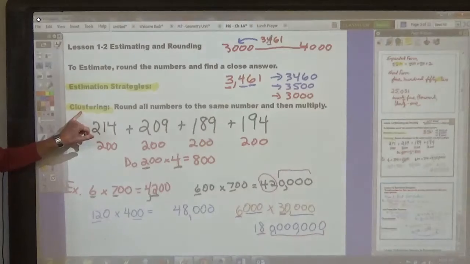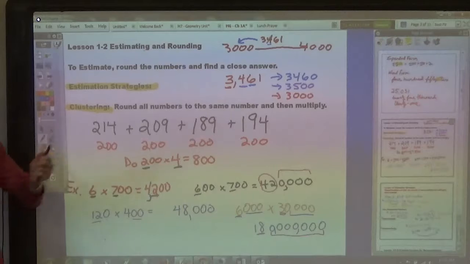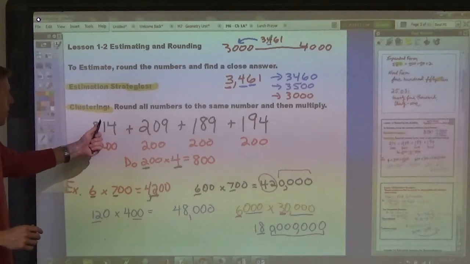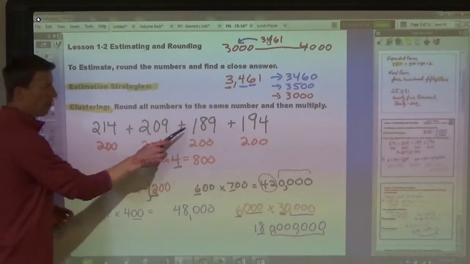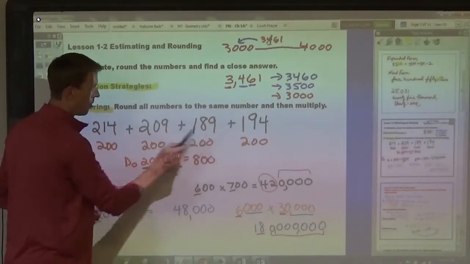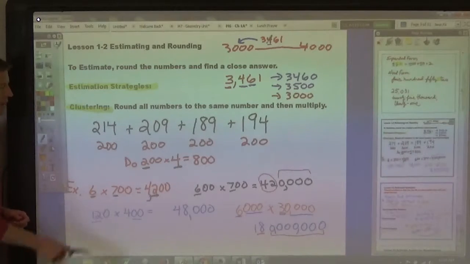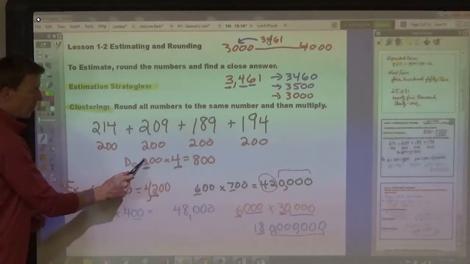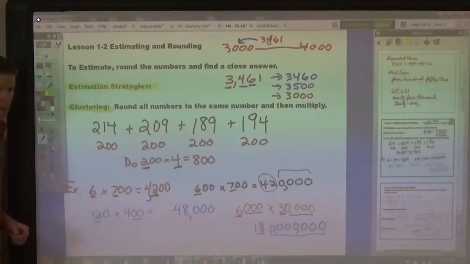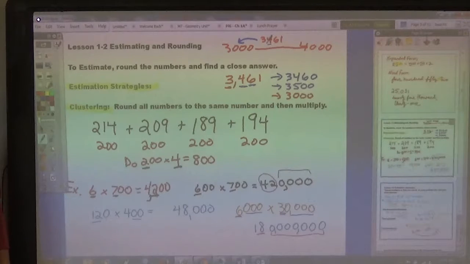Then, one of the estimation strategies that we talked about was clustering. Clustering means a group. And clustering involves rounding a bunch of numbers that are pretty close to each other, rounding them all to the same number. So like rounding all of these numbers to 200, and then simply multiplying 200 times the number of numbers, or 200 times 4. Using multiplication instead of repeated addition.